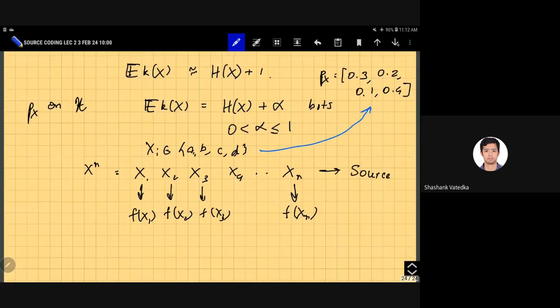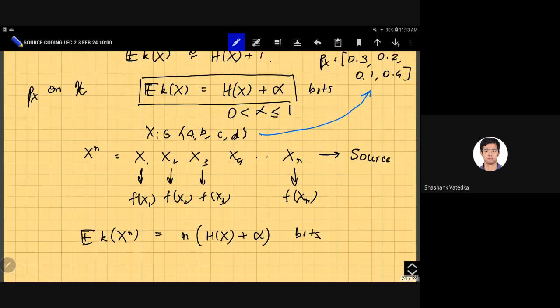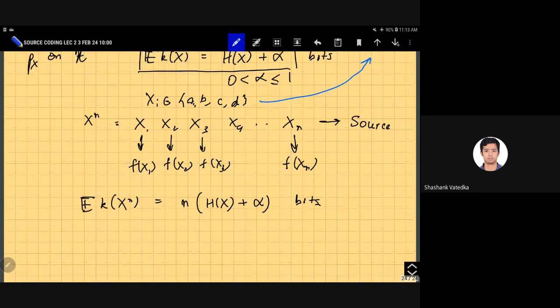And we know that the expectation of k of x is h of x plus alpha bits. So what is the expected length for encoding xn? Yeah, so this is n times that, right? So it is n times h of x plus alpha bits. But what is the entropy of xn equal to?